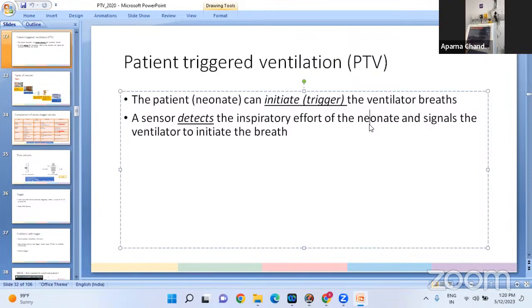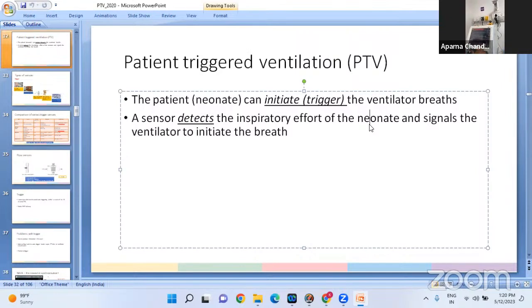Then we have the I time. Again, we discussed this: short I time in low compliance conditions like HMD, long I time in increased resistance conditions like MAS. Respiratory rate option is available with SLE. So we choose RR and I time in SLE. Automatically E time is decided and hence IE ratio is also decided.